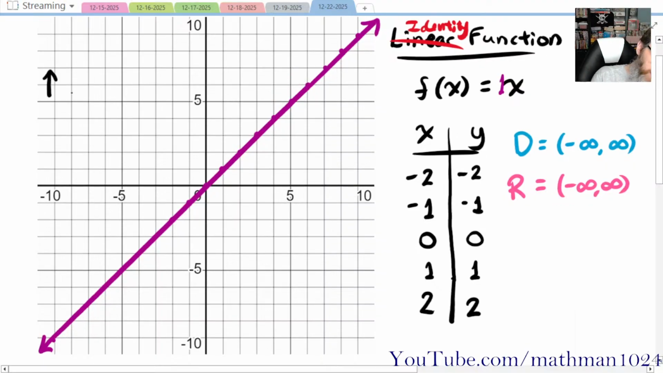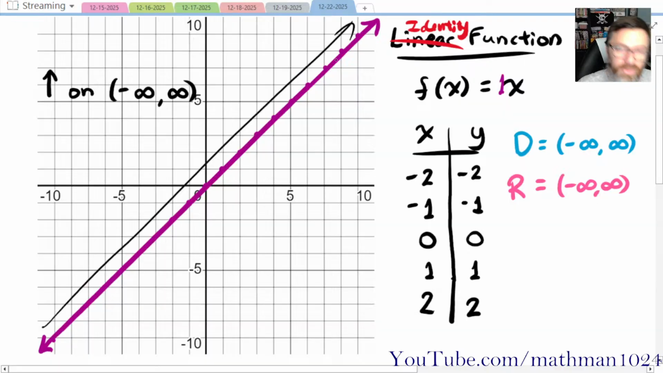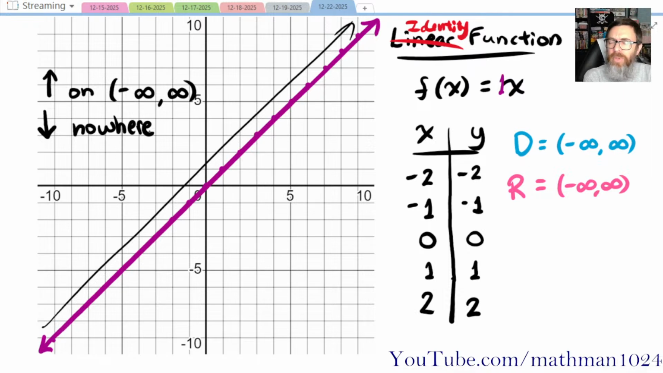Now, if we were to apply that back here on just your regular identity function, this would say that you were increasing everywhere, because as you go from left to right, you are going up the whole time. So then you would say that you are decreasing nowhere. Just some things to keep in mind whenever you come across these problems in the homework, or you see them elsewhere and you're trying to figure out what it means when you're increasing and decreasing. Exactly what I was showing you.